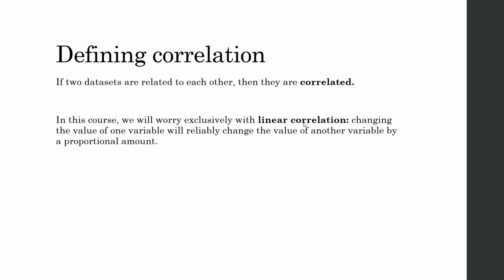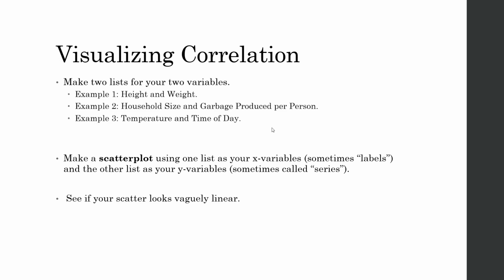If we are having a linear correlation, that means that if we change the value of one variable or in one set, then the amount changed in the other set will be proportional and predictable all the way through its domains. And that was a little too mathy, so let's kind of back up a little bit.